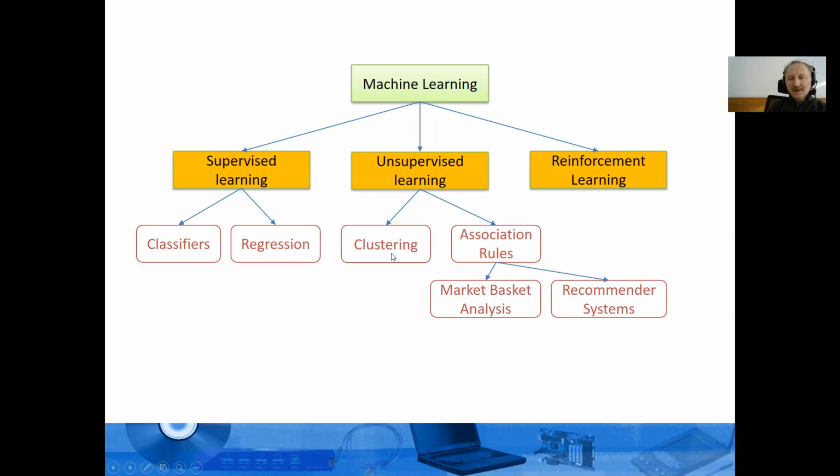In clustering, you have inputs in your data set, but you don't have output. In association also, you have input and you don't have output. One of the famous examples of association rule mining is market basket analysis and recommender systems.